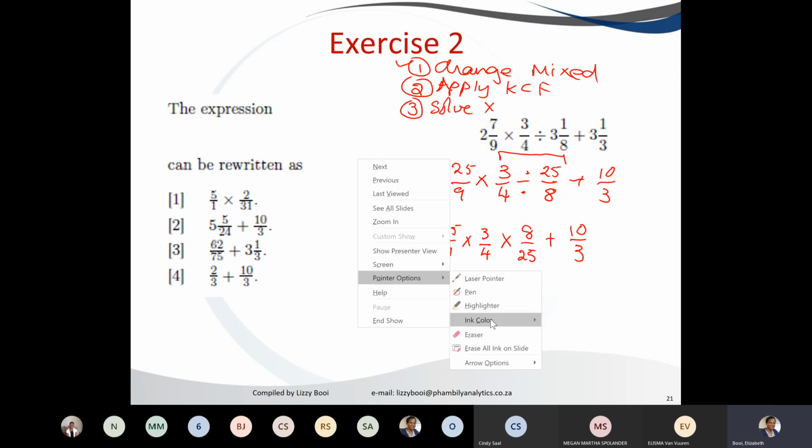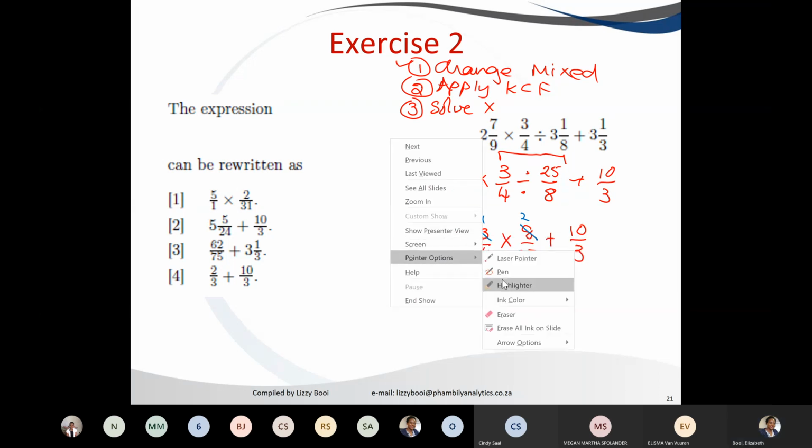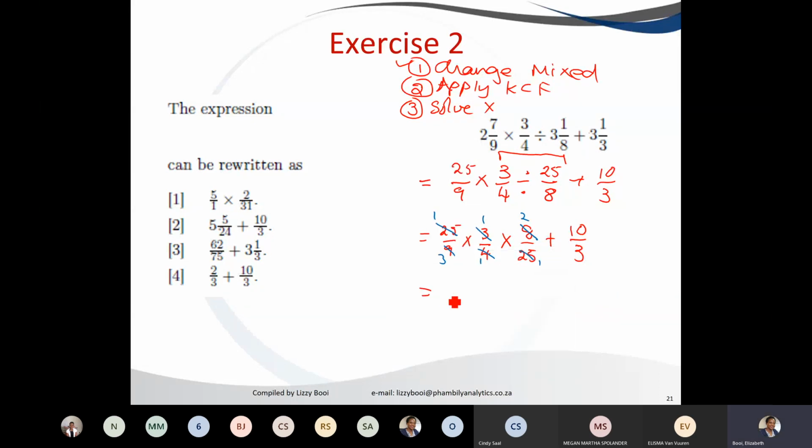Solving the fraction means I need to simplify this fraction. So I can start here, 25 and 25 will cancel because 25 goes 1 time each way. 9 and 3, 3 goes 1 time and it goes 3 times into 9. 8 and 4, 4 goes 1 time and 4 goes 2 times. What am I left with at the top after I've done my multiplication? I am left with 1 times 1 times 2 is 2. 3 times 1 times 1 is 3, plus 10 over 3.